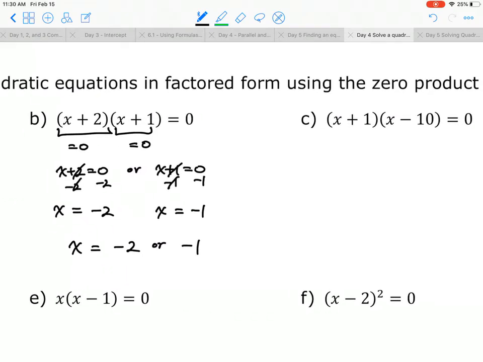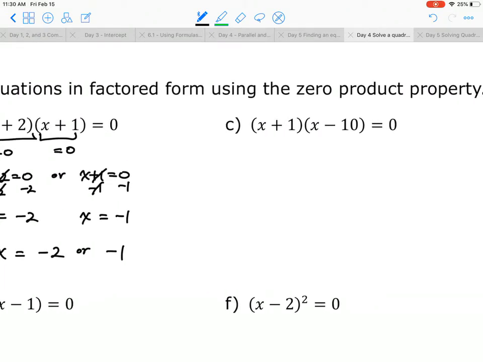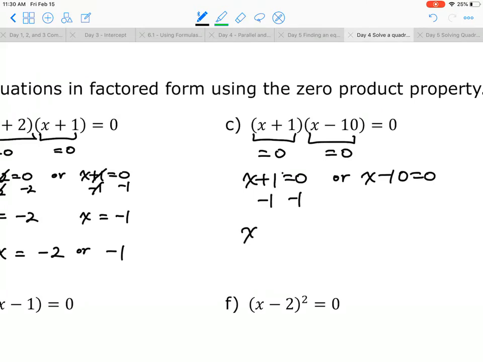Okay. Now I want you to actually try C on your own, see whether you can do this. If you try this, hopefully you pause the video and then try it. Now I assume that you're going to try this and that you've done it already. So then this equals 0, this equals 0. So x plus 1 equals 0 or x minus 10 equals 0. Then subtract 1 to get rid of the 1, so then x equals negative 1, or add 10 to get rid of the subtracting of 10, so then x equals positive 10.